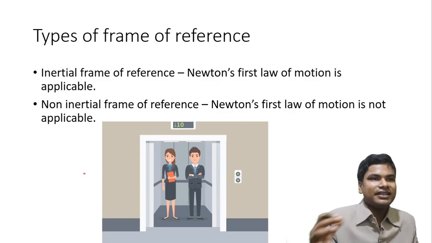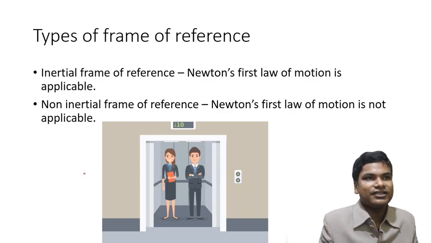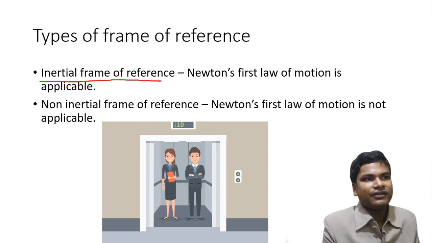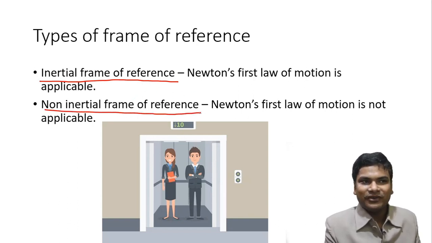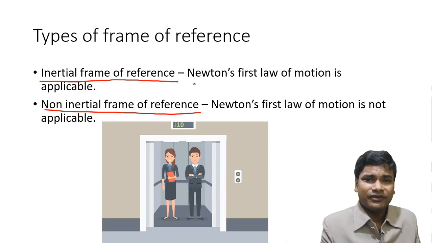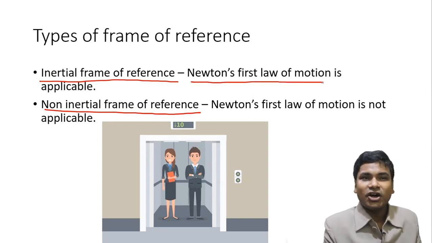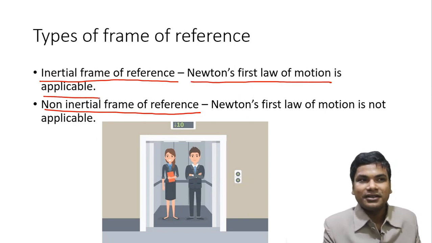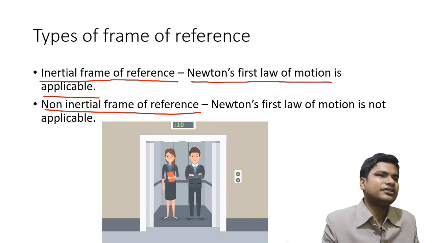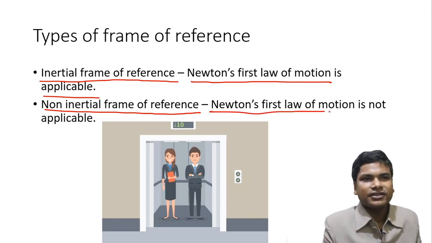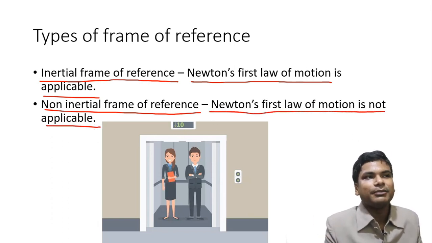Now let me discuss the types of reference frame. There are basically two types. One is inertial frame of reference, another one is non-inertial frame of reference. In inertial frame of reference, Newton's first law of motion is applicable. But in case of non-inertial frame of reference, Newton's first law of motion is not applicable. Why?